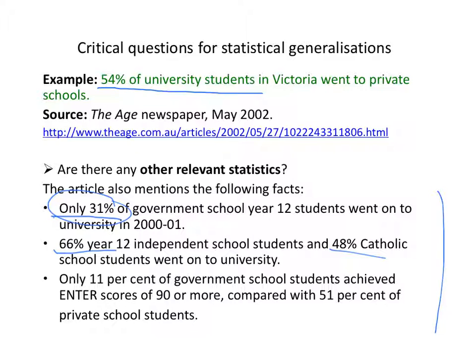We also have this statistic here which tells us about the difference between enter scores, grades, going into university between government school students and private school students. It tells us this is a correlation. This claim compares two groups and tells us that an enter score of 90 or more occurs much more often in the private school group than in the state school group.